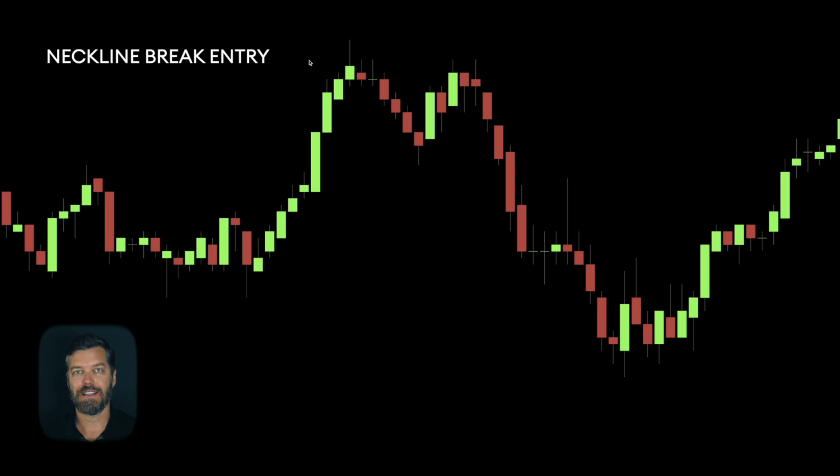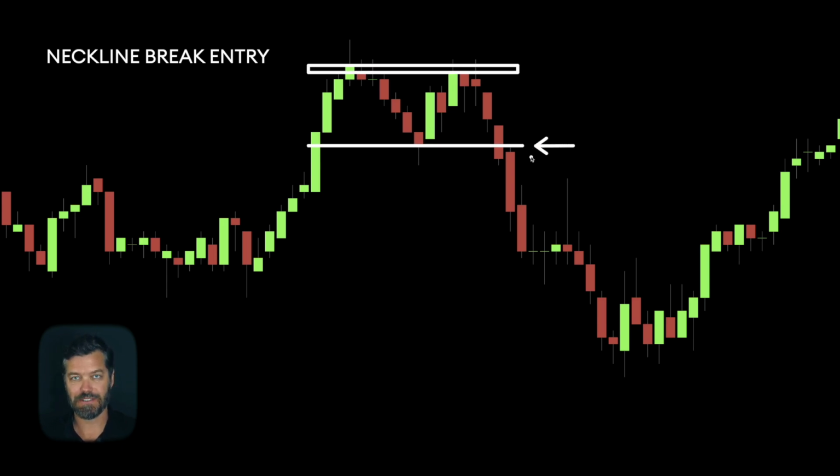Let's start by looking at the double top pattern. You'll notice that after the 2 highs are formed, a neckline is drawn based on the recent swing low. The key moment comes when the price breaks below that neckline and makes a lower low. This confirms the trend reversal, and at this point, you'd enter a short position, as the market is signaling a shift from bullish to bearish.